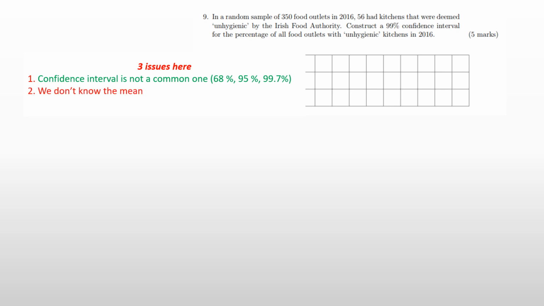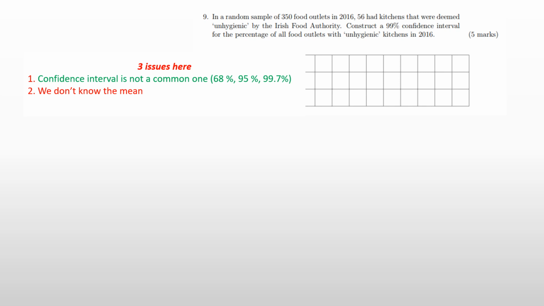So again, this is our problem, and we already said that we have 3 issues. We have kind of corrected one of the issues. That's why I'm putting it in green there. So one of the issues was the uncommon confidence interval. So for 99%, we don't know how many standard deviations to put in. So we went into the tables, and we found that the value was 2.58.